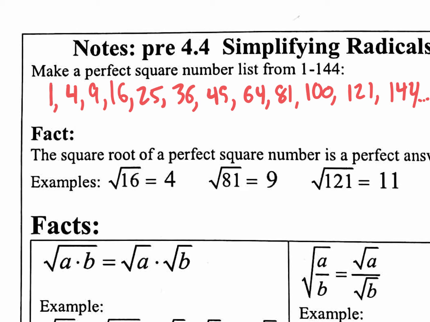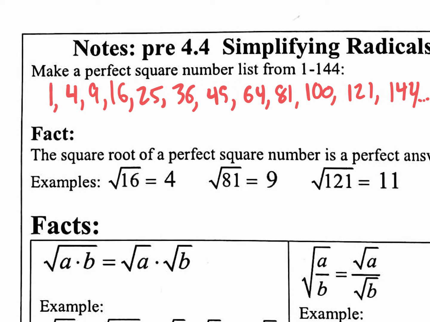Now, the reason why I want you guys to write down this list is so you could become familiar with these perfect square numbers, and it'll help you when they ask you to simplify square roots. So if we read this fact, the square root of a perfect square number is a perfect answer. And the square root of any of these numbers up here is a nice, beautiful answer. The square root of 16, that's up there, that's 4. The square root of 81, that's up there, that's 9. The square root of 121, that's up there, that's 11. The square root of any of these guys is nice and beautiful, right?